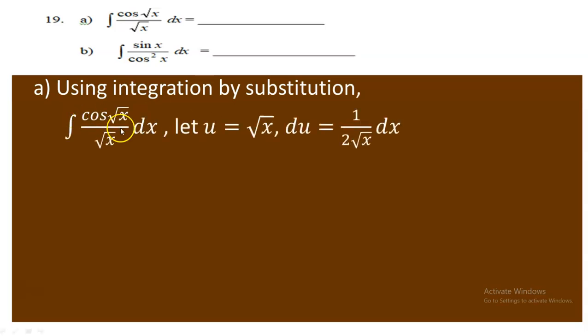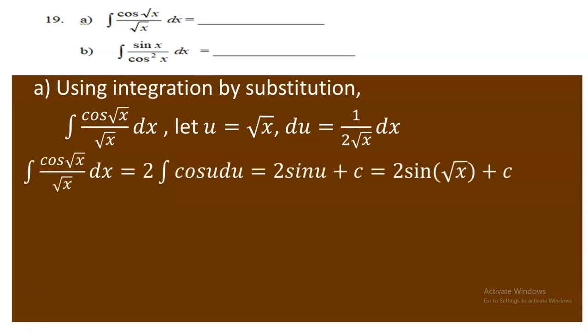Now, students, for this particular case, what you need to do is let u be radical x. If you assign u to be radical x, the derivative of u will be 1 over 2 radical x dx. So, clearly, if you bring 2 here, 2 du can come, but 1 over radical x dx is available here. Look, 1 over radical x dx is available here.